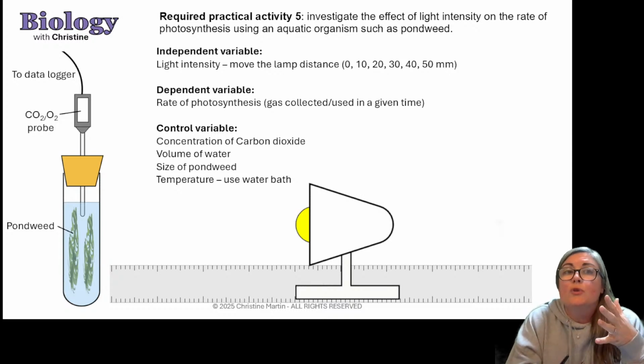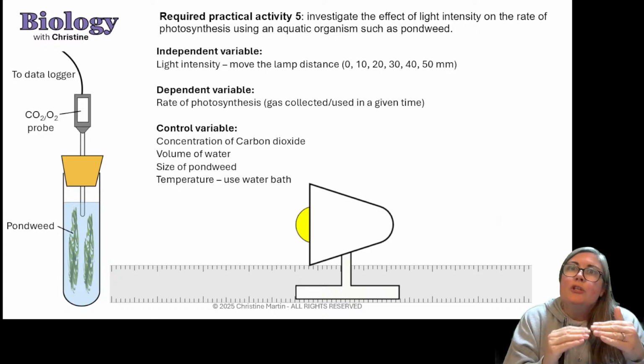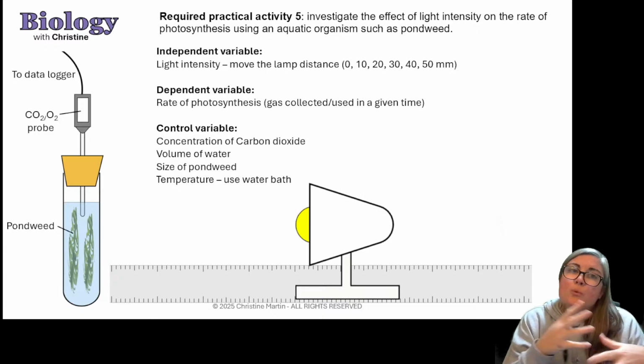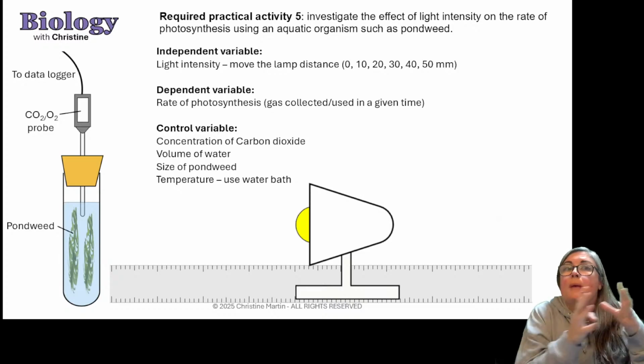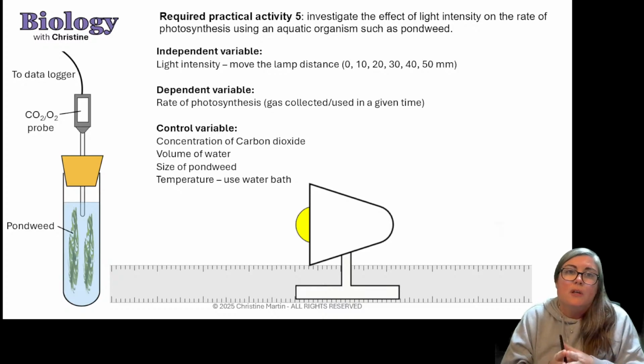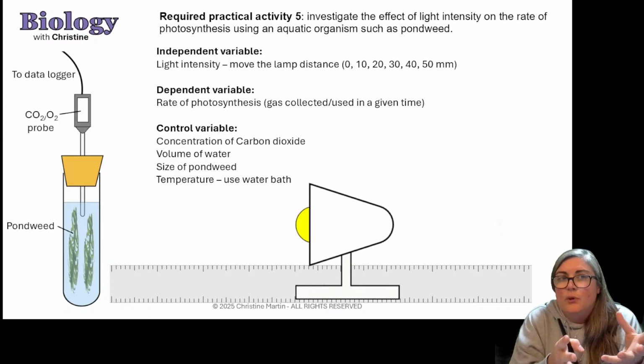But going back here, control variables. You should have a list of variables that you want to look at and whether or not they match the investigation that you're actually looking at. In this case, photosynthesis.